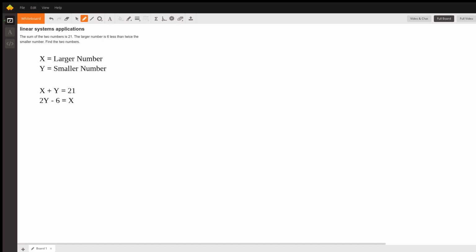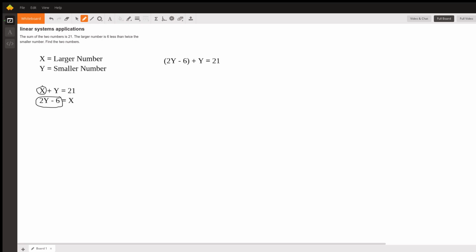From here, I am going to replace the x in our first equation with what we solved x for in our second equation, and do that over here on the right side. So I'm going to substitute 2y minus 6, and I'll put parentheses around that, in for the x in that first equation. And then I'm going to continue on as it's written.